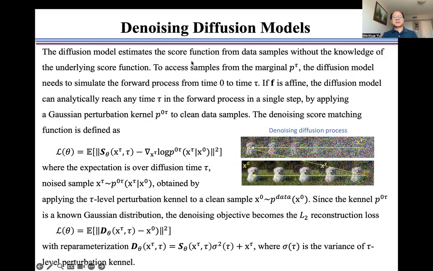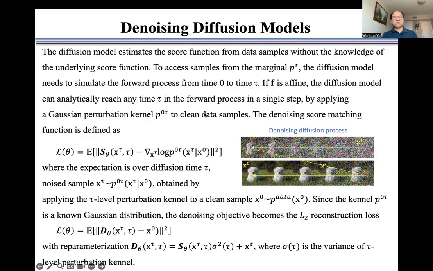The diffusion model estimates the score function from data samples without knowledge of the underlying score function. To access samples from the marginal P_tau, the diffusion model needs to simulate the forward process from time 0 to tau. If f is affine, the diffusion model can analytically reach any time tau in the forward process in a single step by applying a Gaussian perturbation kernel P_0tau to clean data samples.